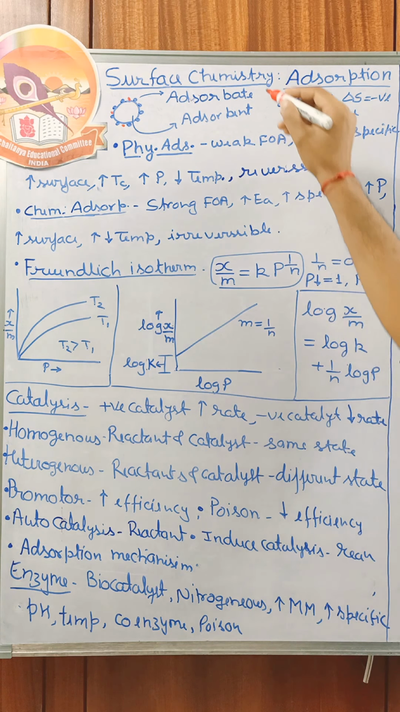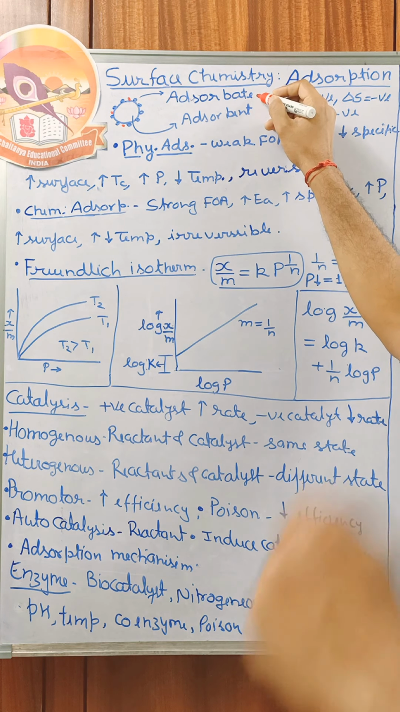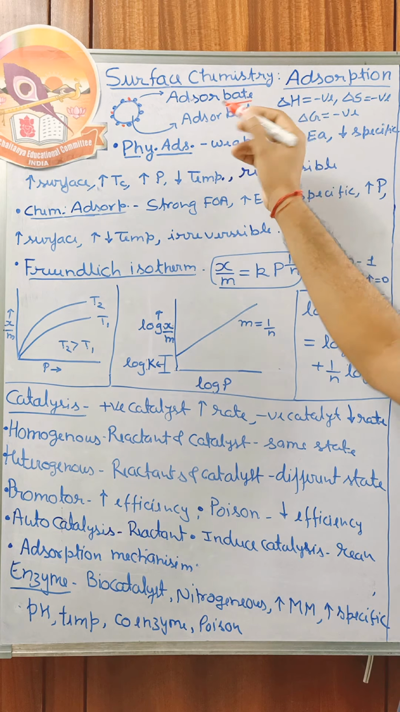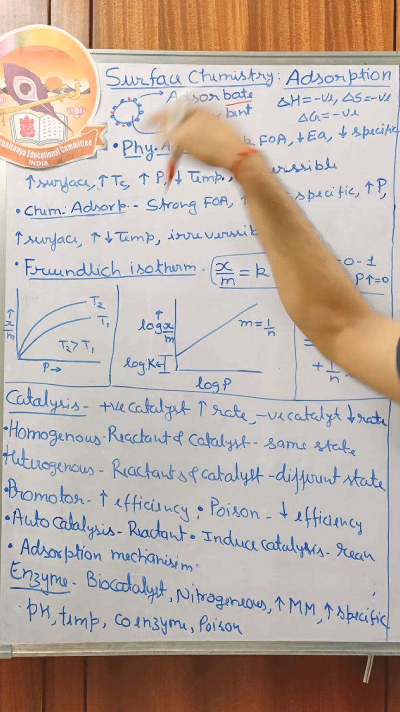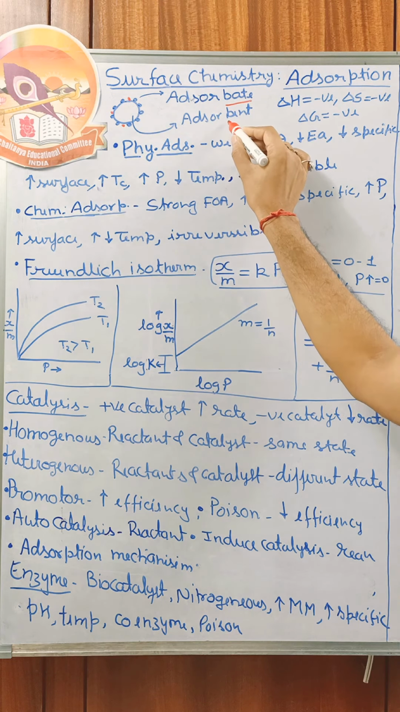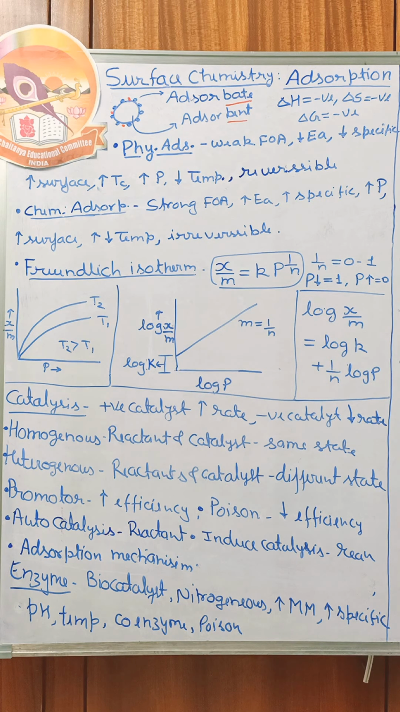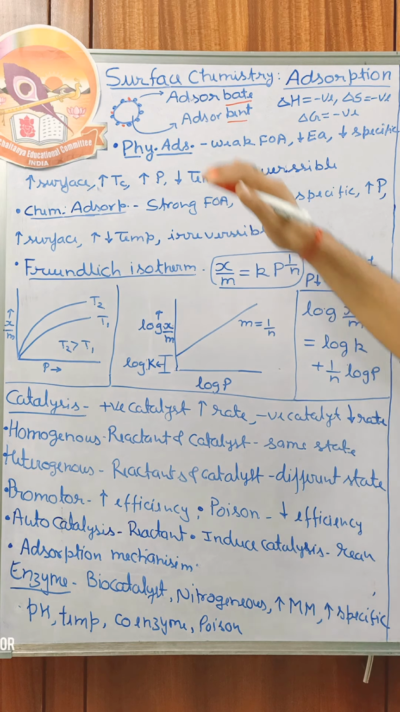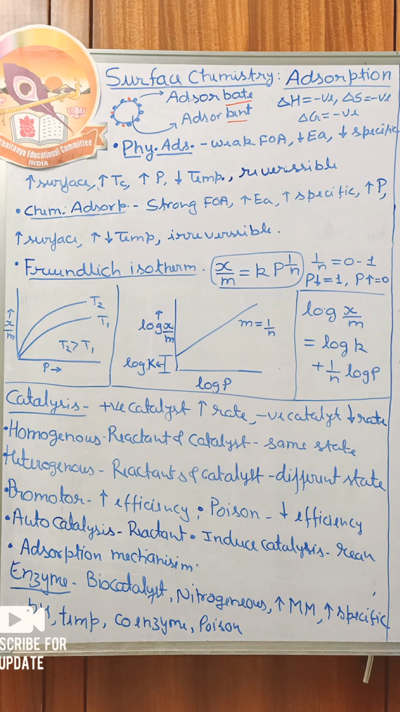Okay, the particle which adsorbs is called the adsorbate, and the material on which the particle adsorbs is called the adsorbent. Suppose we take platinum and hydrogen gas adsorbs at the surface of the platinum, so platinum works like the adsorbent and hydrogen works like the adsorbate.